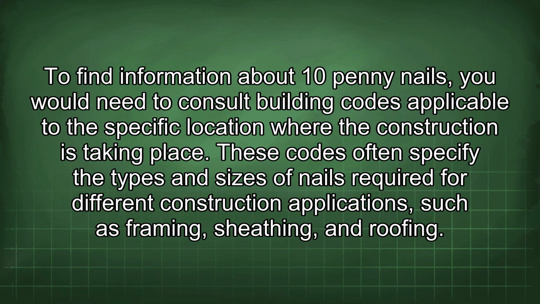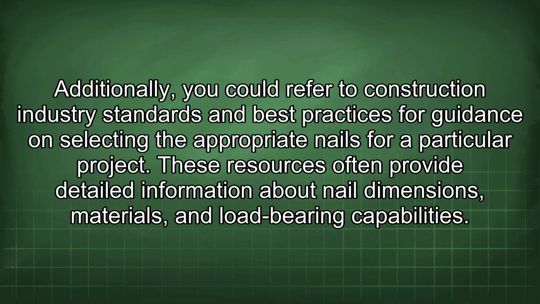To find information about tenpenny nails, you would need to consult building codes applicable to the specific location where the construction is taking place. These codes often specify the types and sizes of nails required for different construction applications such as framing, sheathing, and roofing. Additionally, you could refer to construction industry standards and best practices for guidance on selecting the appropriate nails for a particular project. These resources often provide detailed information about nail dimensions, materials, and load-bearing capabilities.